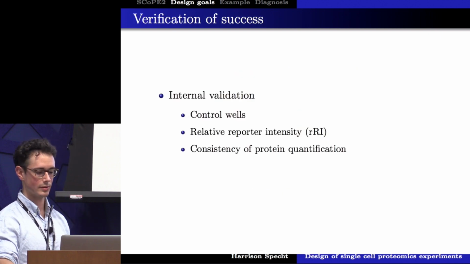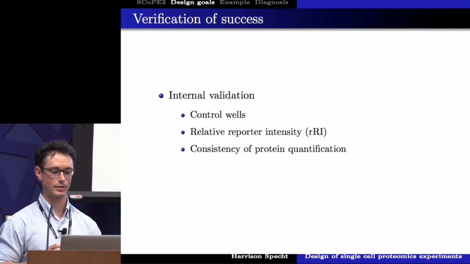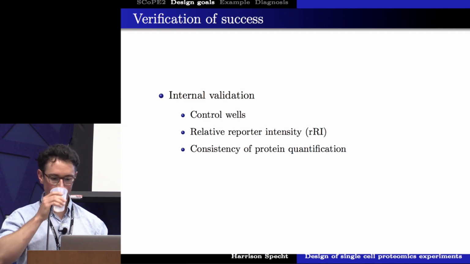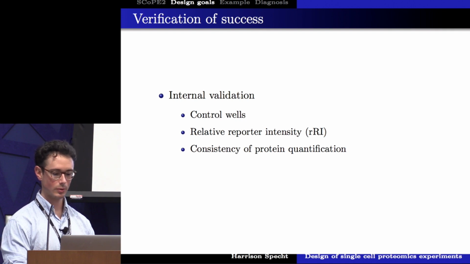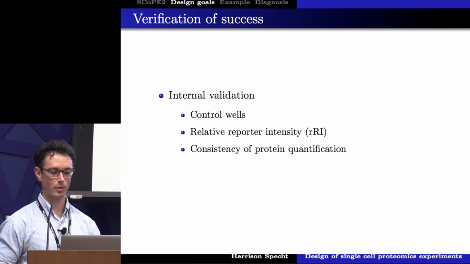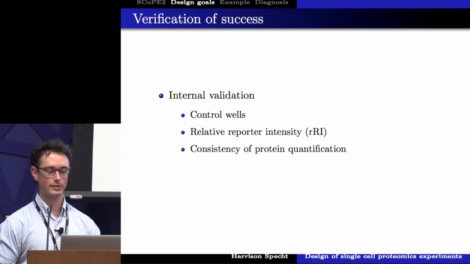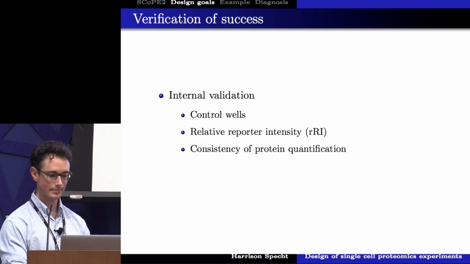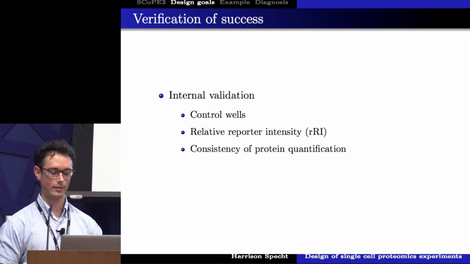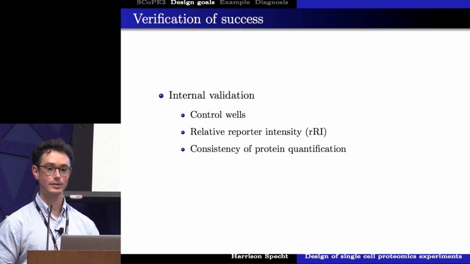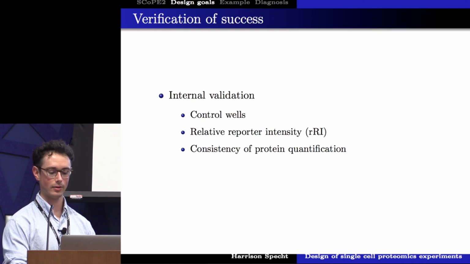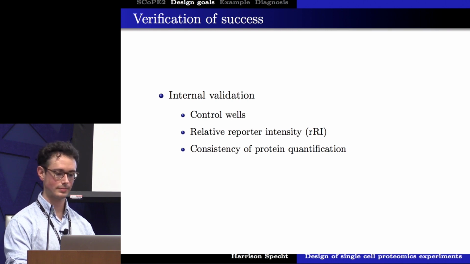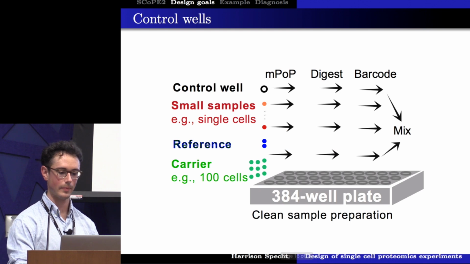But there are other types of comparisons we can do too. We can look at internal validations of our data. We can introduce this idea of including control samples. We can also look at relative reporter ion intensity. Now that's the reporter intensity coming from these barcodes that we talked about earlier. We want to basically use this as a metric for ascertaining whether or not we're in the right range of quantitation. We can also look at the consistency of protein quantitation and use that as a metric for verifying whether or not we can rely on each individual protein's quantitative information. So I'm going to go into each of these in more detail now.